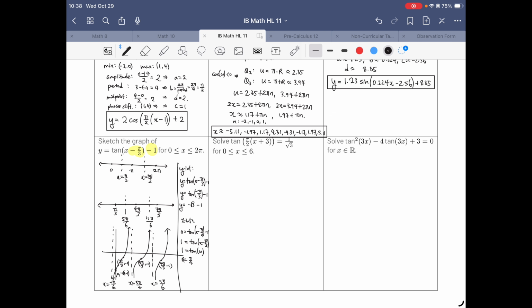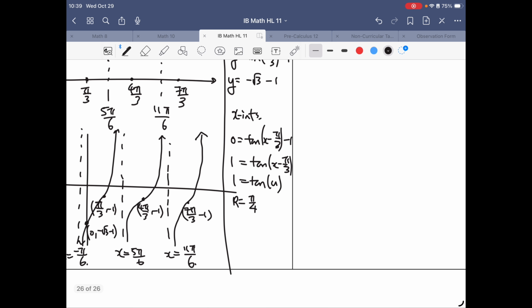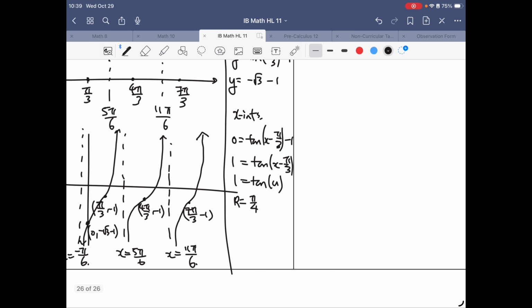So it's going to be in the first quadrant, right? So that's going to be u is equal to pi over 4 plus pi n. So that x minus pi over 3 equals pi over 4 plus pi n, which means x equals pi over 4 plus pi over 3, which is 3 pi over 12 plus 4 pi over 12. So that's going to be 7 pi over 12 plus pi n.